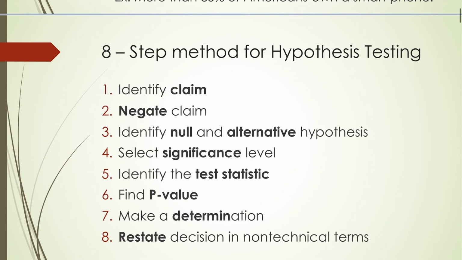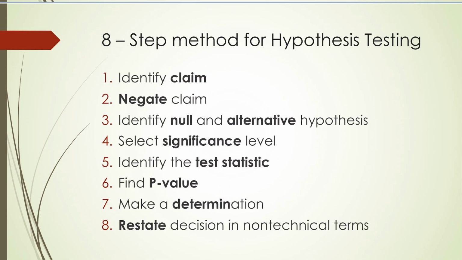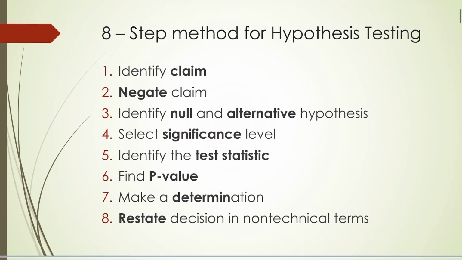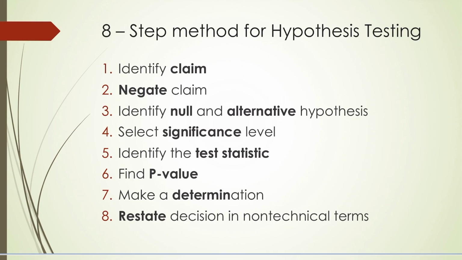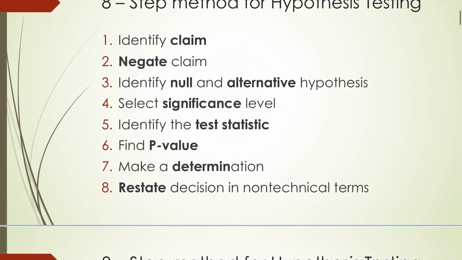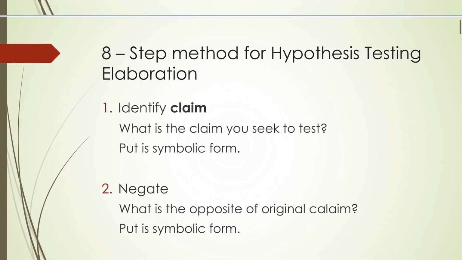Here is an 8-step method for hypothesis testing. Step 1, identify claim. Step 2, negate claim and form alternative claim. Step 3, identify null and alternative hypotheses. Step 4, select significance level. Step 5, identify and compute test statistic. Step 6, find p-value. Step 7, make determination. Step 8, restate decision in non-technical terms. So the decision you made in step 7. All right, we're going to be going through each of those with a bit more elaboration.